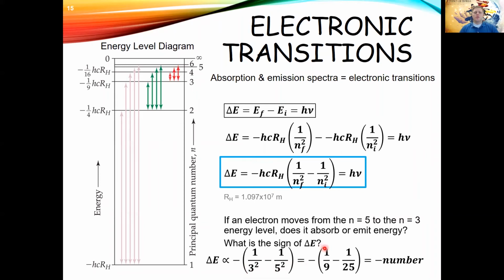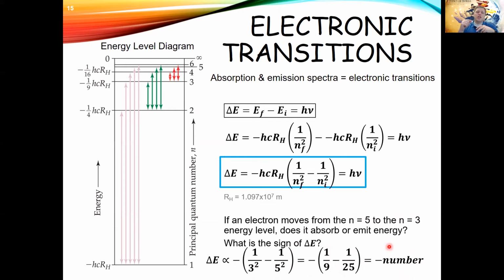That'd be equal to negative, 1 over 9 minus 1 over 25. 1 over 9 is a larger number than 1 over 25, so the stuff inside parentheses is going to be positive, but it's got a negative sign outside, so this will all be equal to a negative number.